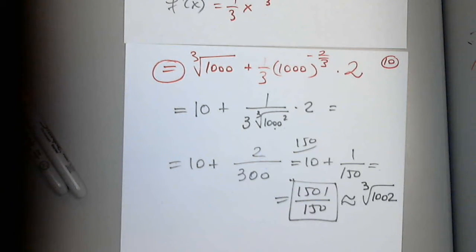So now if you'd like to check, and we should always check, right? So let's do that. 1,002 raised to power 1/3. That's the cube root, or you can use other ways, of course. That's 1. And 1,501 divided by 150. It better be very close, because we used calculus to determine it. It's very close.